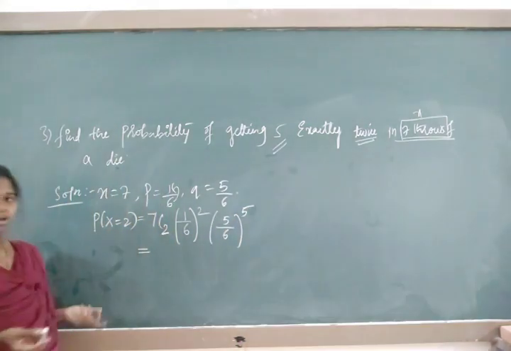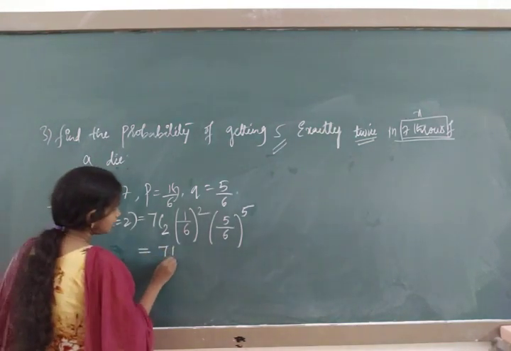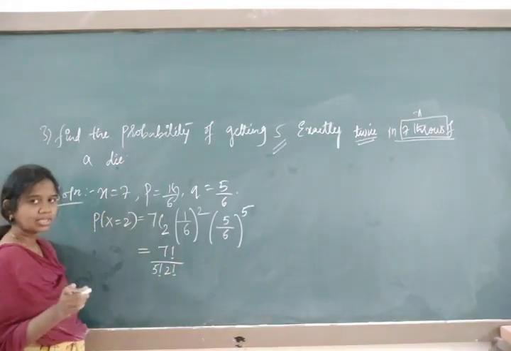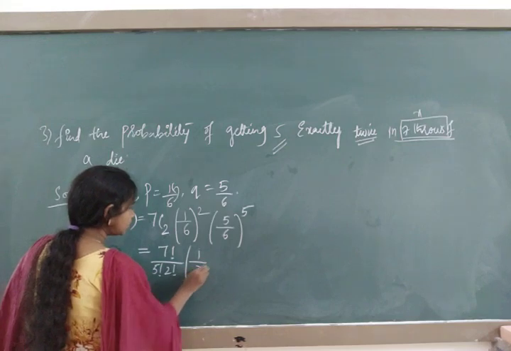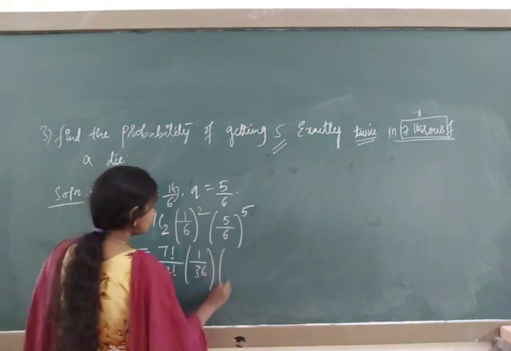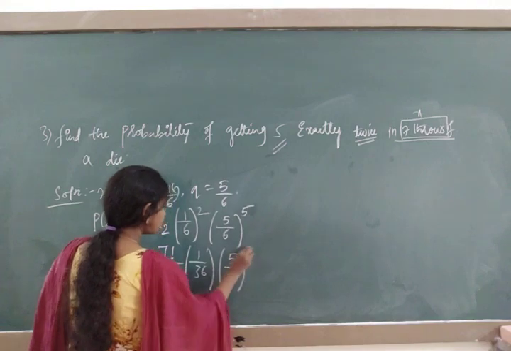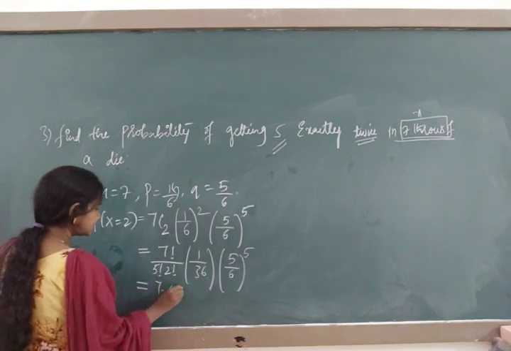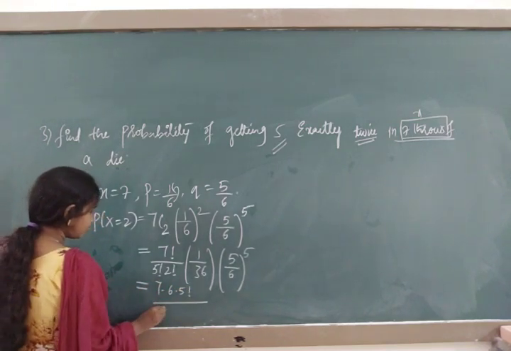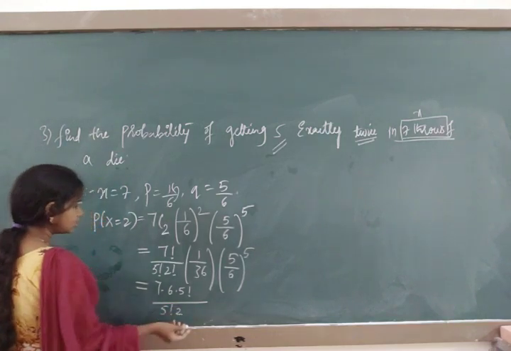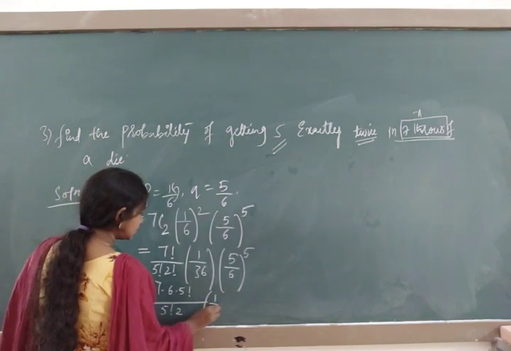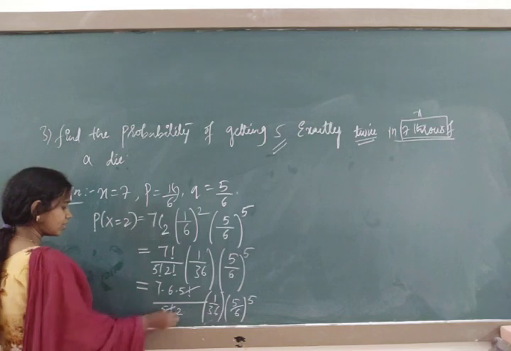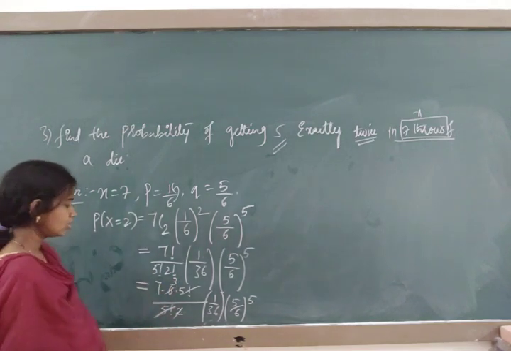So it's a small value, we will simplify. 7 factorial divided by 7 minus 2 factorial, it's 5 factorial into 2 factorial in the nCr formula. 1 by 36, it's a higher value, better keep 5 by 6 whole to the power of 5. So simplify: 7 into 6 into 5 factorial by 5 factorial into 2 into 1, that is 2 itself. 1 upon 36, 5 by 6 whole to the power of 5.